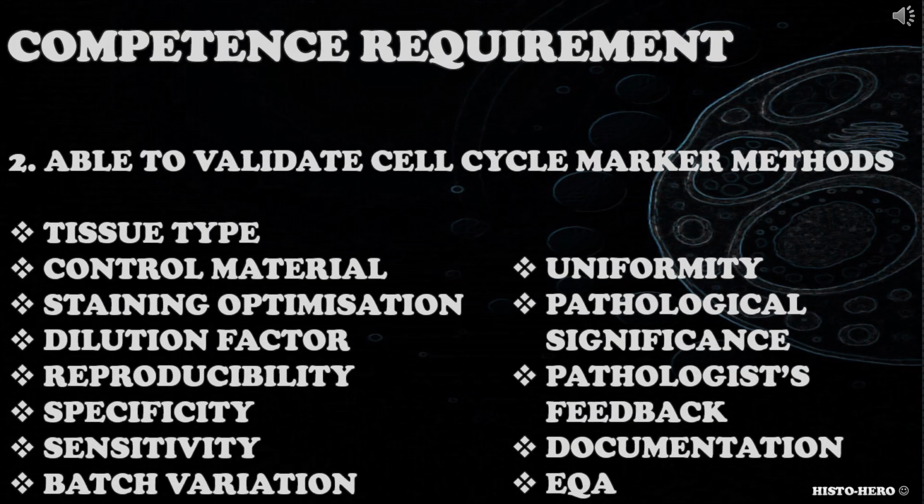The second competence requirement is for you to be able to validate cell cycle marker methods. What steps would you take to validate a new cell cycle marker? Consider tissue type expressing epithelial markers, control material, staining optimization, dilution factor, staining reproducibility, specificity and sensitivity, possible batch variation, pathological significance, pathologist's feedback, relevant documentation and EQA schemes available.